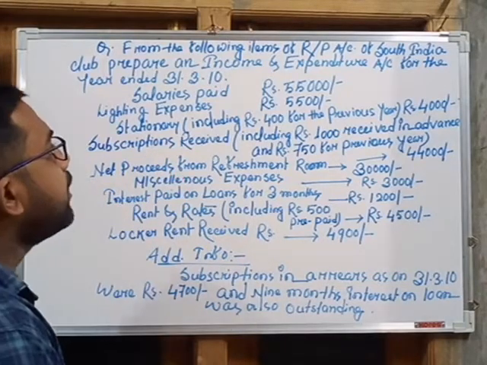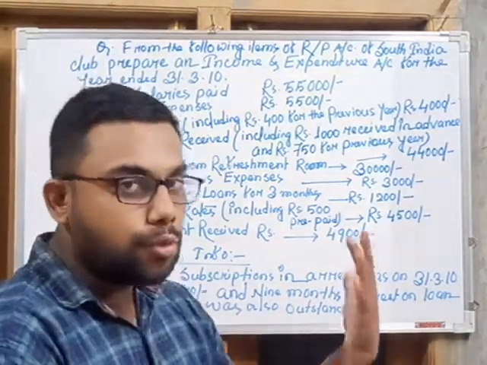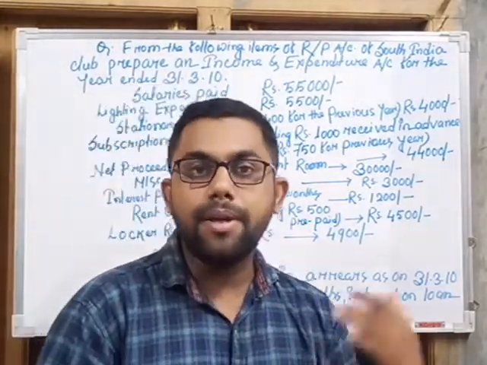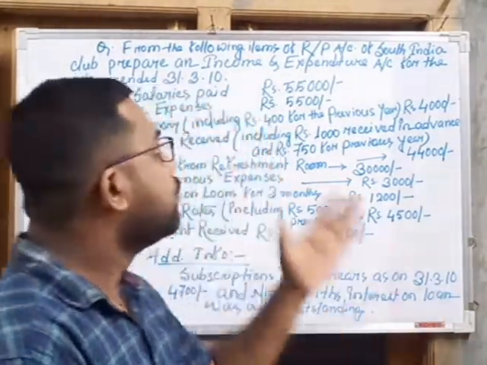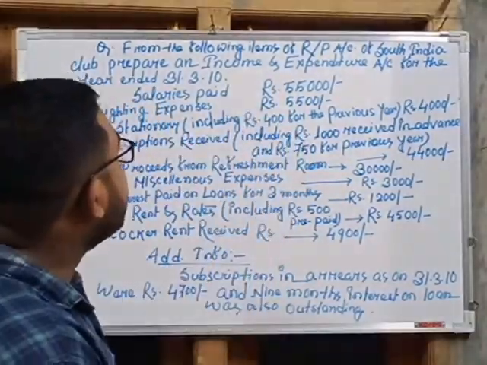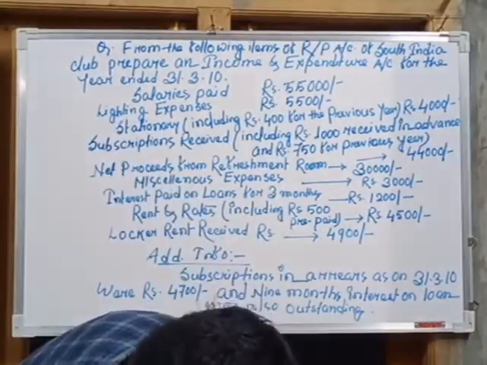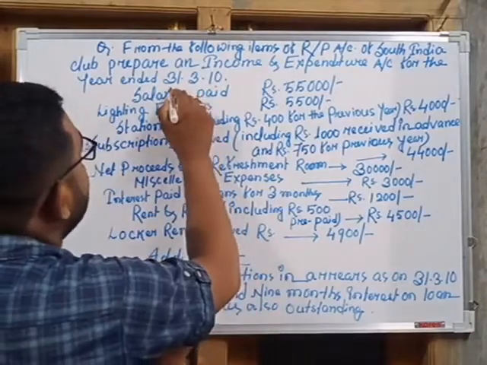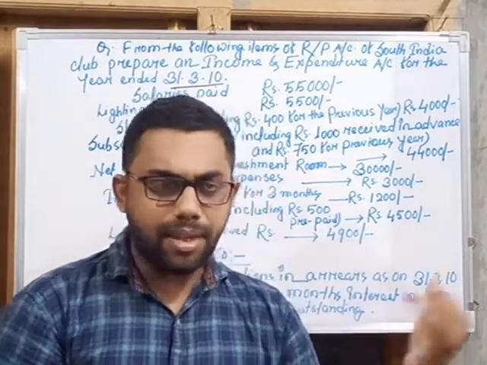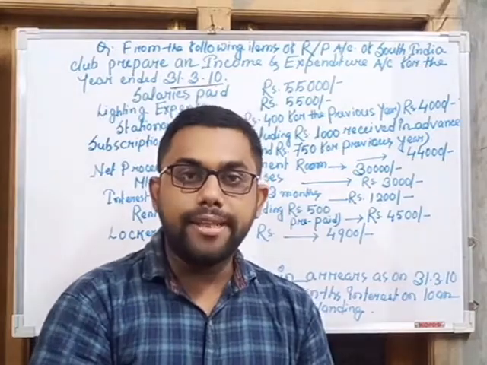From the following items of receipts and payment account of South India Club. Okay, so before starting the question, you should know that the income and expenditure account is always prepared from the receipts and payment account. Here the various items of receipts and payment account of South India Club are given, and from that we have to prepare an income and expenditure account for the year ended 31st March 2010. Just like the receipts and payment account, we also have to prepare the income and expenditure account at the end of the year.